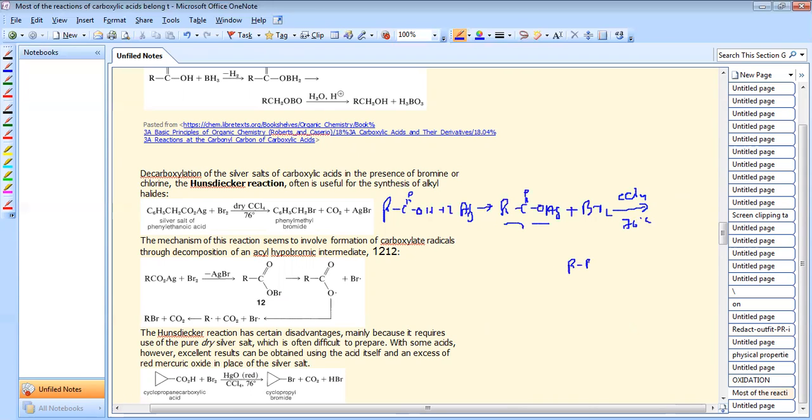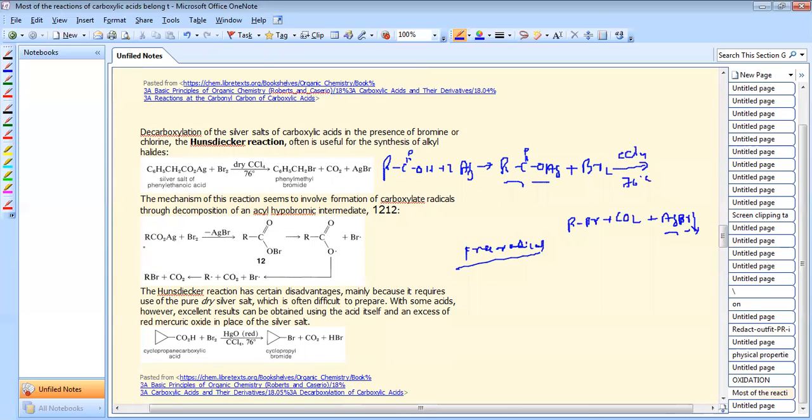We get alkyl halide along with the release of carbon dioxide, and we have one more byproduct, that is silver bromide, a yellow colored precipitate. And this reaction proceeds via the formation of free radicals. So a free radical type of mechanism we can expect here. Let's see how it works.